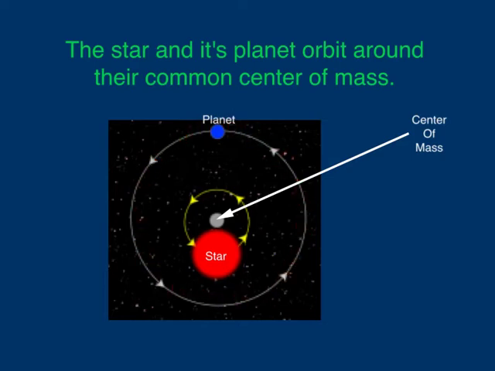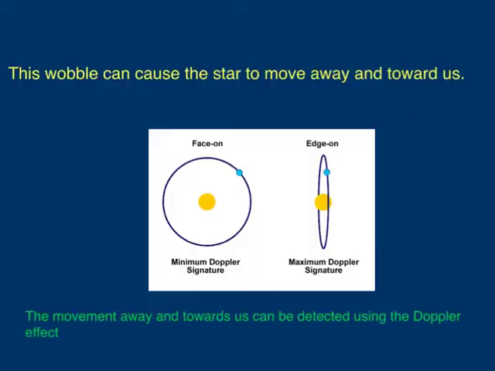If there were no planets, there would be no force of gravity pulling the star, and there wouldn't be this little orbit which we see as a wobble. If the planet and the star are oriented in the right direction, like this, then we're going to be able to see the wobble. When the planet is here, it's going to pull the star a little bit toward us, and when it's over on the back side of this orbit, it's going to pull it away from us, and we're going to be able to detect that using the Doppler effect.